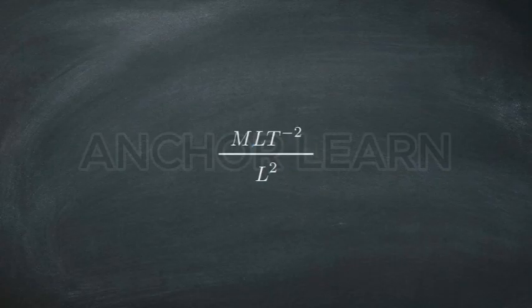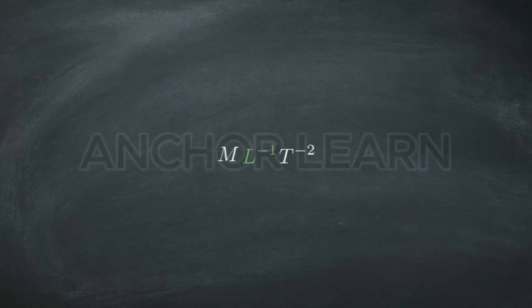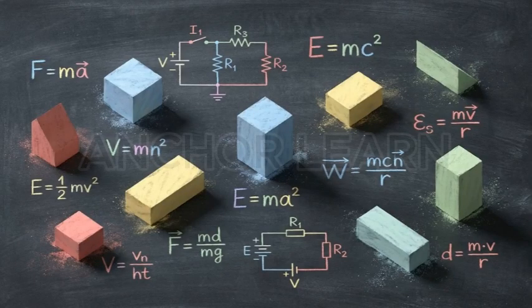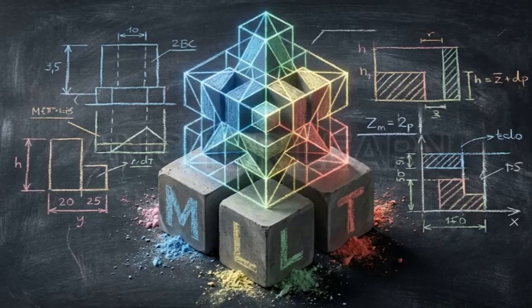Combining pieces, force over area. The top L cancels one bottom L. The remaining bottom L shifts up with a negative index, giving us ML minus 1 T minus 2. This methodical substitution removes the risk of a memory lapse. By relying on the base units, you can arrive at the correct result regardless of the formula's complexity.